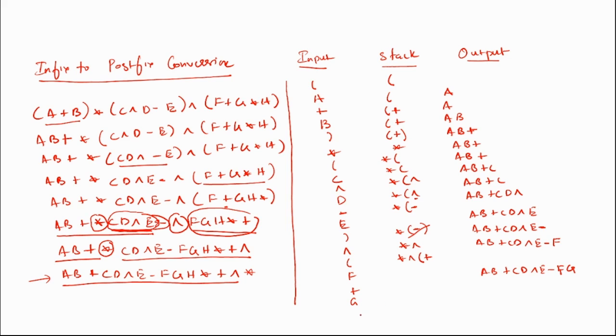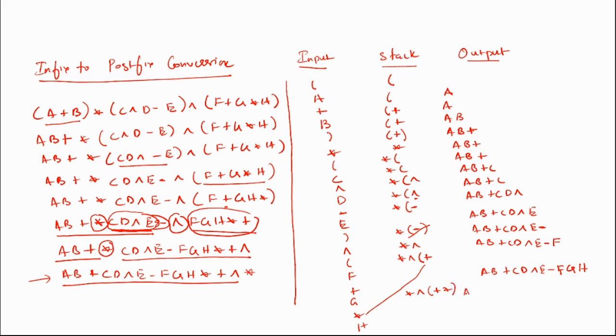And then I have star, right? Now I will compare star with plus. Star has greater precedence. Therefore, I will push star into the stack, correct? Now I have H, right? I will just write H because H is not an operator. I can just write H here as it is, correct? And then I have the closing parenthesis.